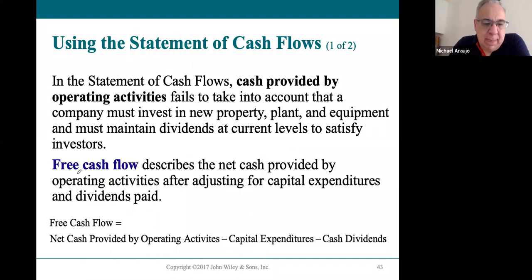Okay. There is another ratio that's listed here that's based on the cash flow statement, something called free cash flow. We're not going to cover that in this particular class. We will review this when we get to the cash flow statement in managerial accounting.